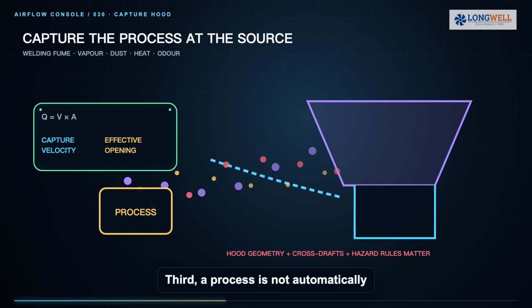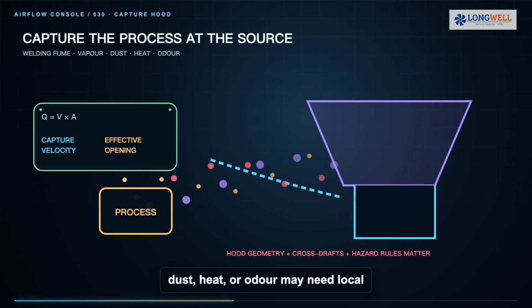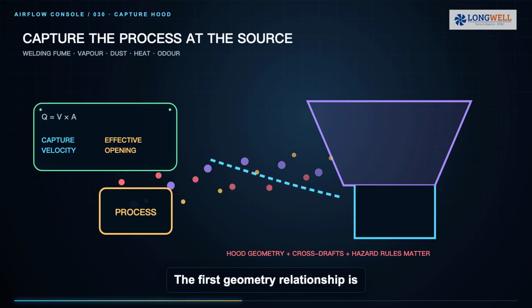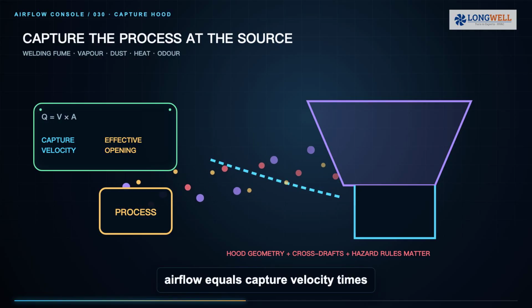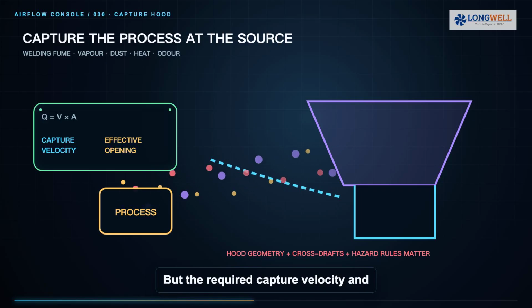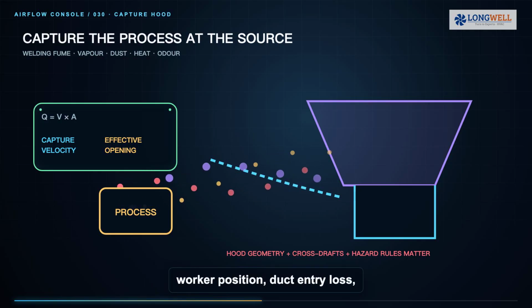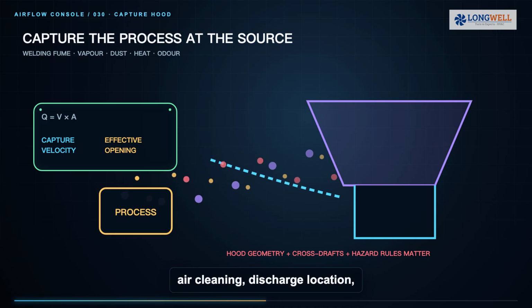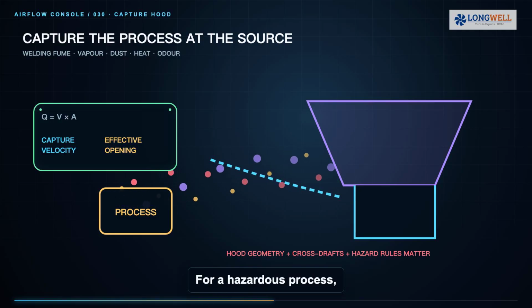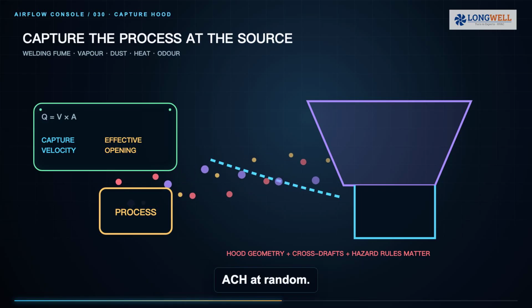Third, a process is not automatically a room ventilation problem. Welding fumes, vapor, dust, heat, or odor may need local exhaust that captures the source before it spreads. The first geometry relationship is airflow equals capture velocity times effective opening area. But the required capture velocity and hood geometry are process specific. Crossdrafts, enclosure, worker position, duct entry loss, air cleaning, discharge location, and hazardous material rules all matter. For a hazardous process, use qualified industrial ventilation guidance. Do not solve it by choosing a high ACH at random.